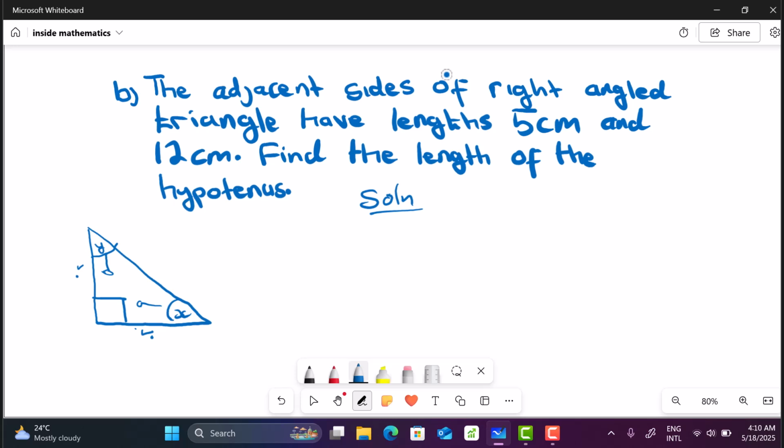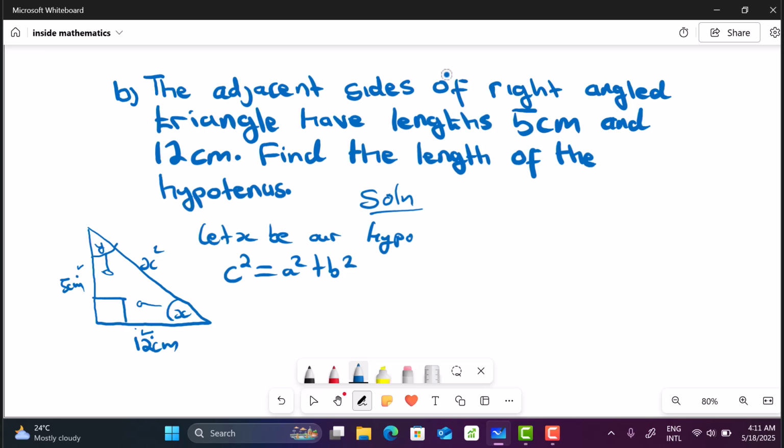So if that is the case, we are going to put 12 centimeters here, then 5 centimeters here. And let us call our hypotenuse x. So let x be our hypotenuse. Since x is our hypotenuse, we are going to use a concept known as Pythagoras' Theorem, where c squared is equal to a squared plus b squared.